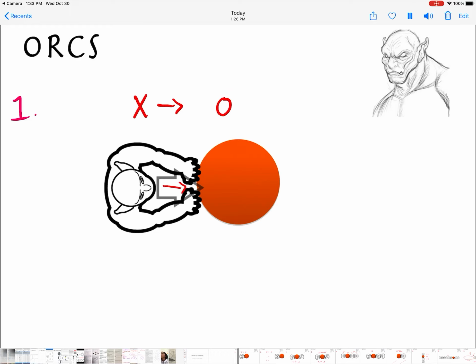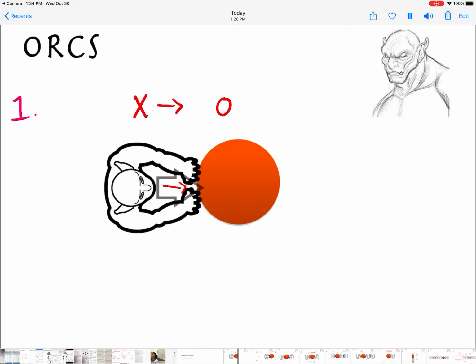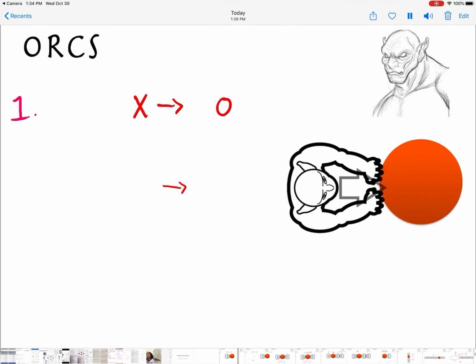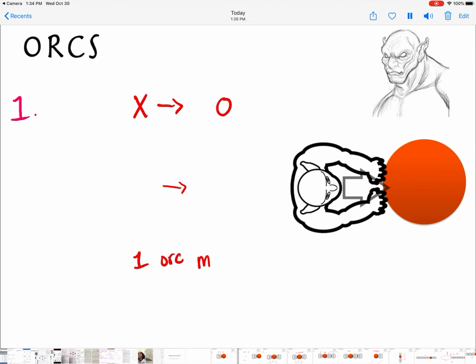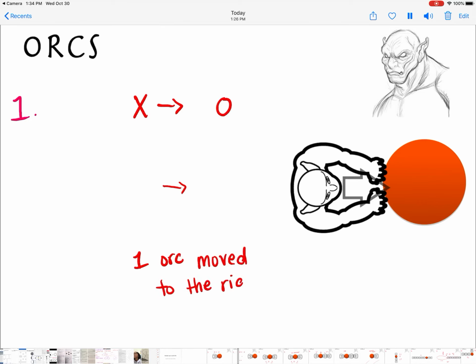Before you move on, make a prediction or a guess or an estimation of how you think this orc will move, and write that down. Pause the video if you need to. We have one orc moving to the right, and if we click, we see the animation, it moves to the right. Where it says explanation of motion, write that you have one orc move to the right.